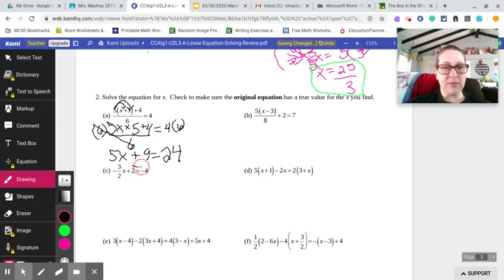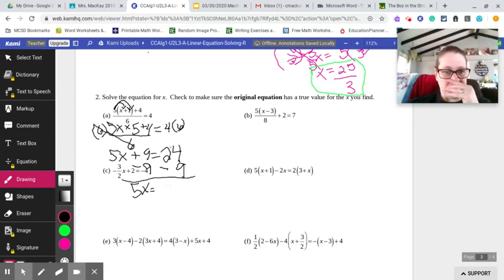Next thing I'm going to do is subtract 9 from both sides. That gives me 5x equals 15. I'm going to divide by 5. That gives me x equals 3.